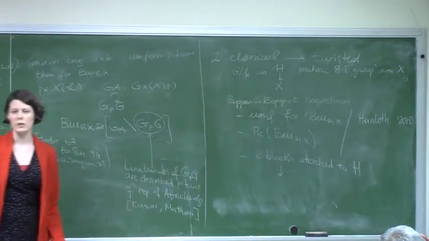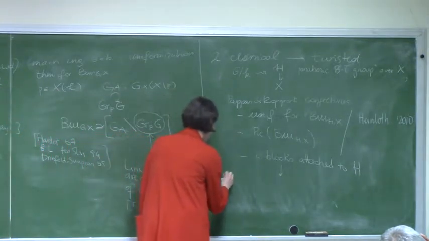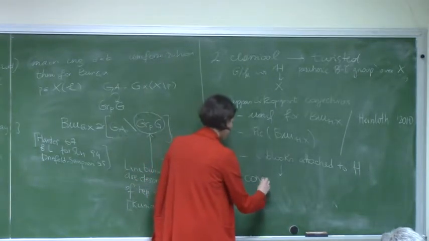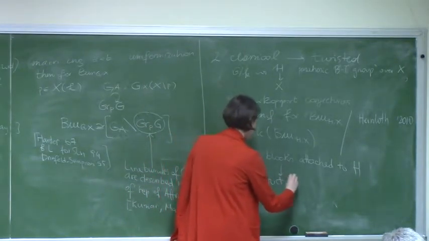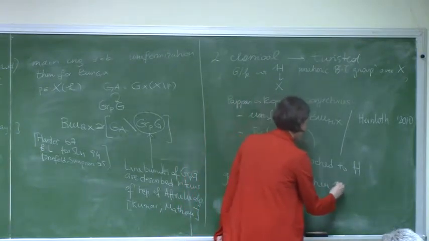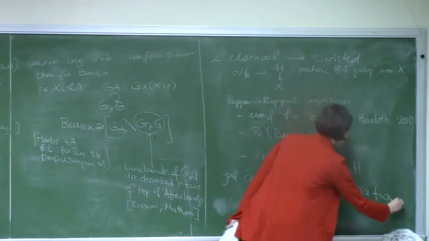So how do you actually describe, is there a way to describe conformal blocks attached to these types of groups? And so the goal of today is to construct this vector bundle in the case in which H arises from cyclic covers.